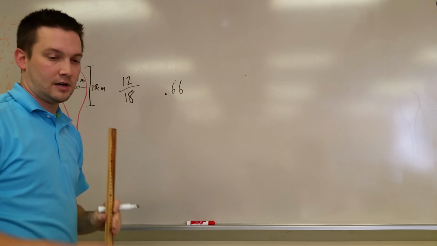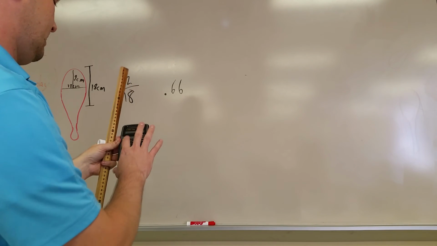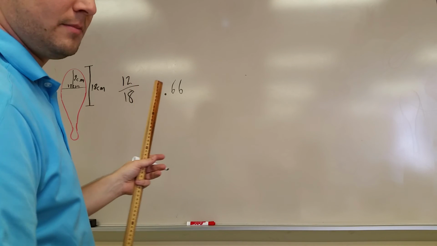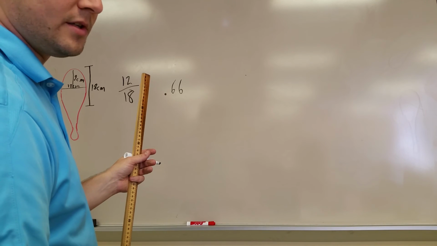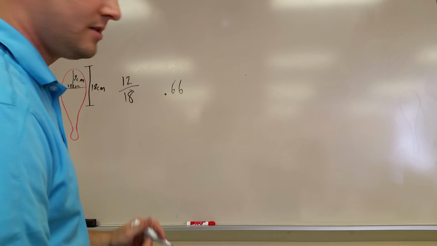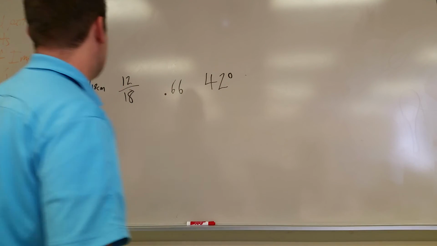Okay, and then we need to use our calculator to figure out the arc sine of that. So I already have this. Second sine, wait for it to calculate, and that gives me 41.81. We'll just round to the nearest degree. That makes the most sense. And we will say that is 42 degrees.